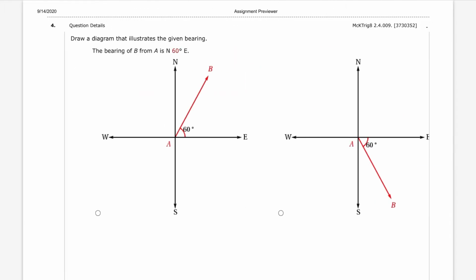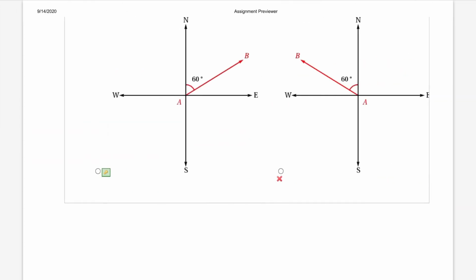The bearing of B from A is given by north 60 degrees east. So that means that the 60 degrees should be here, not here, because that's the way you read bearings. You read them from north or from south to west or to east. In this case, we're reading from the north, and it's going eastbound. So the angle 60 should be in between this vertical line and this B line. So that would not be the correct answer. It's got to be this one.